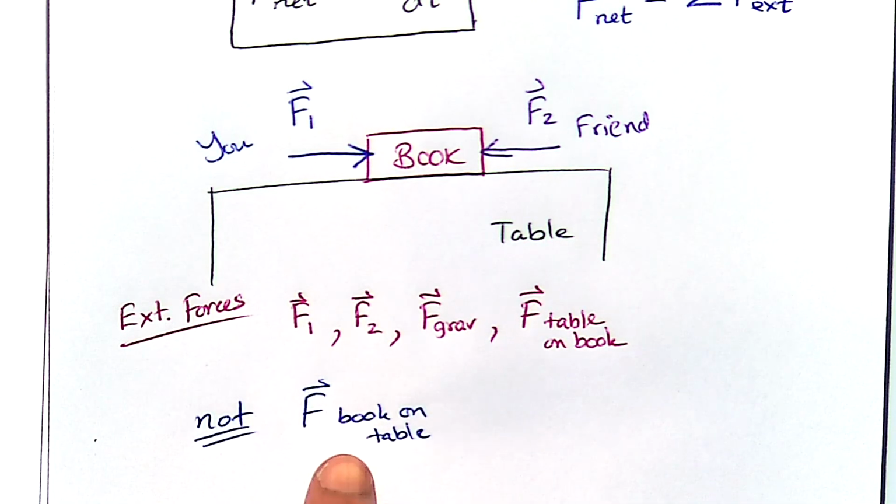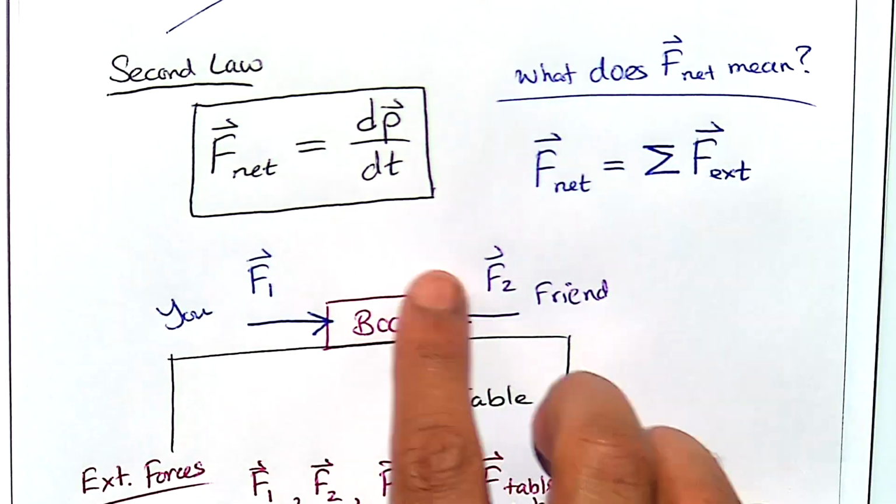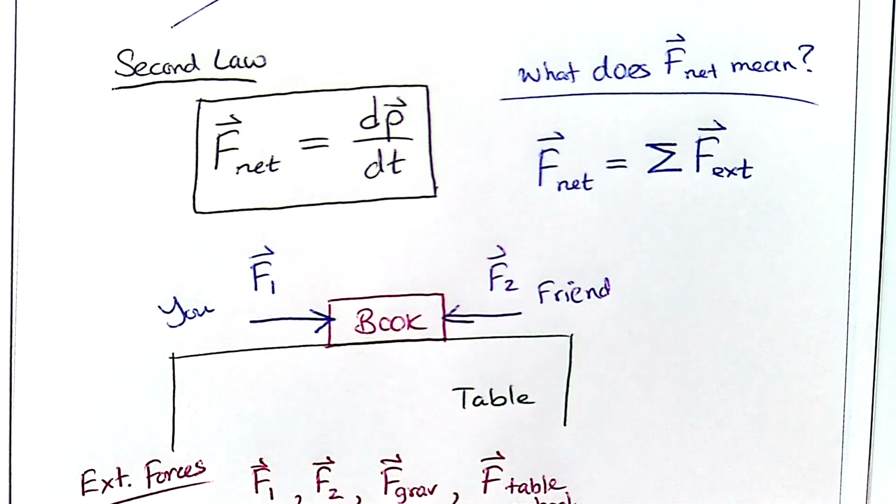Not what the book does, not the object's force. So when we're doing this, we're focused on the book and we're thinking about what's affecting the book. What's external to the book, and that's really important.